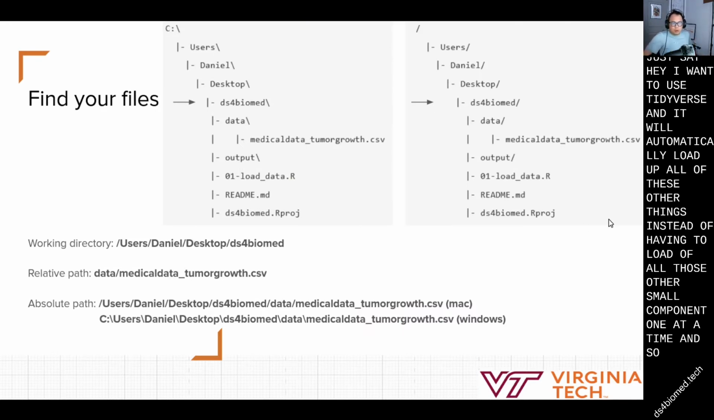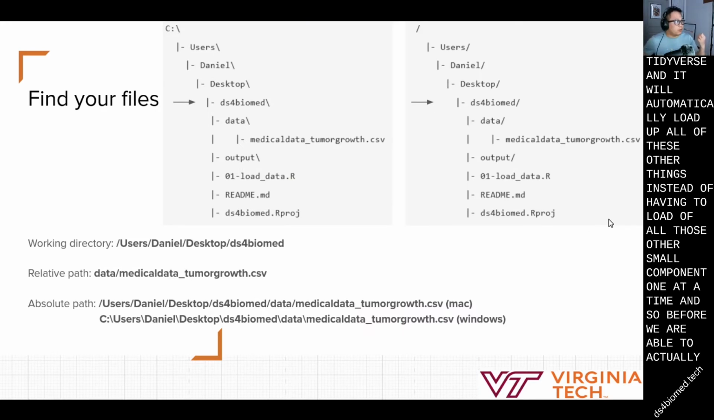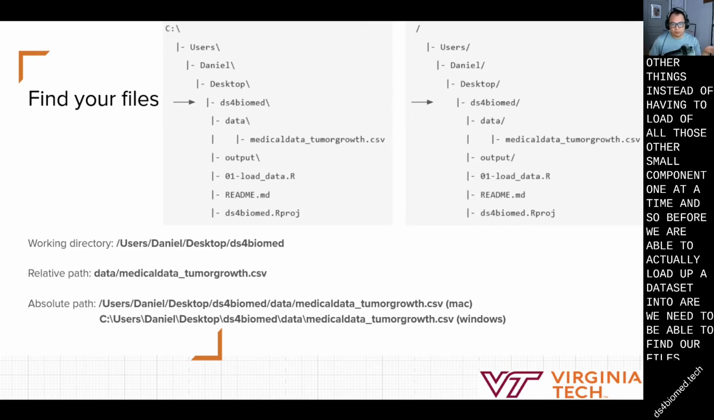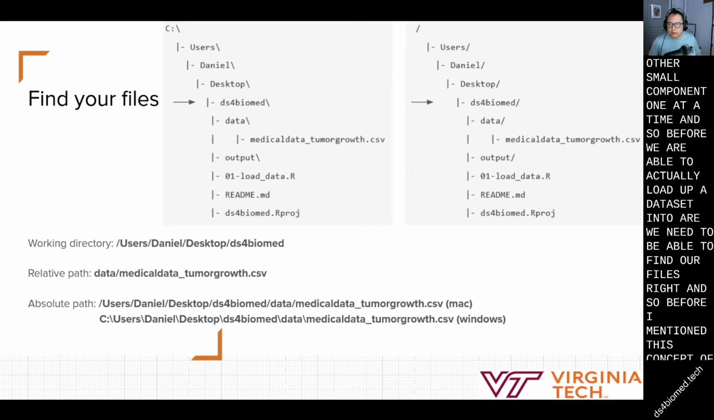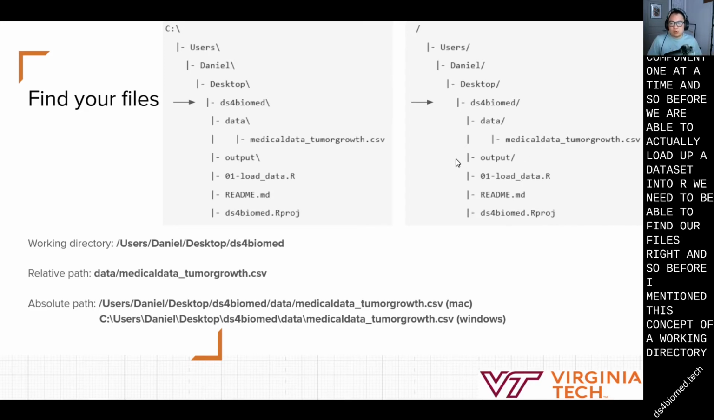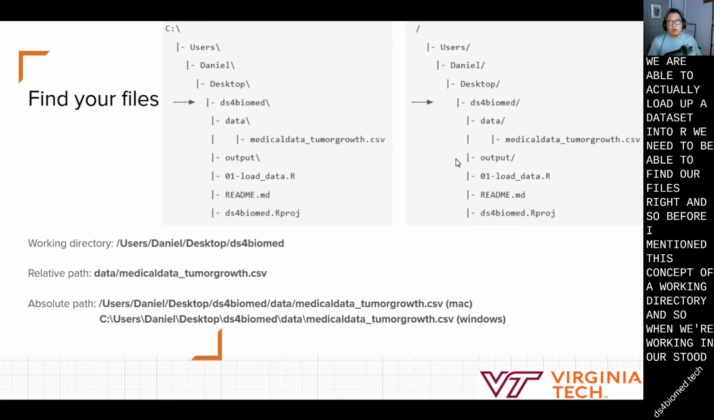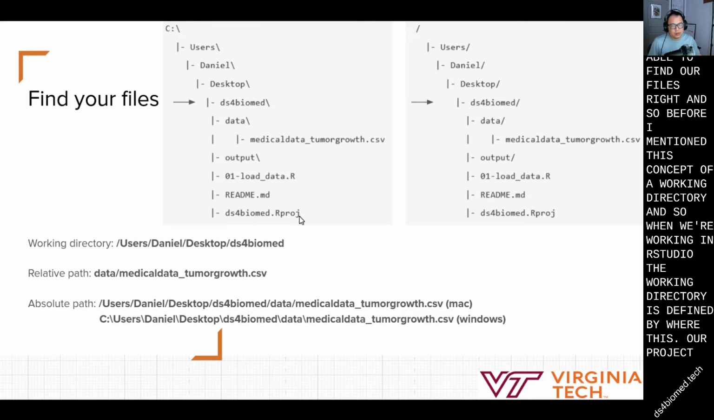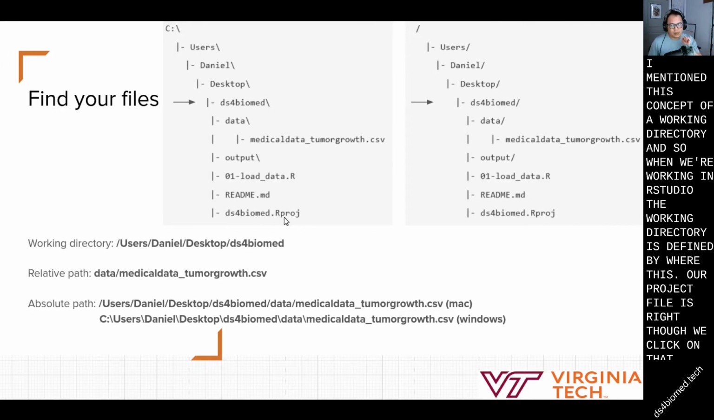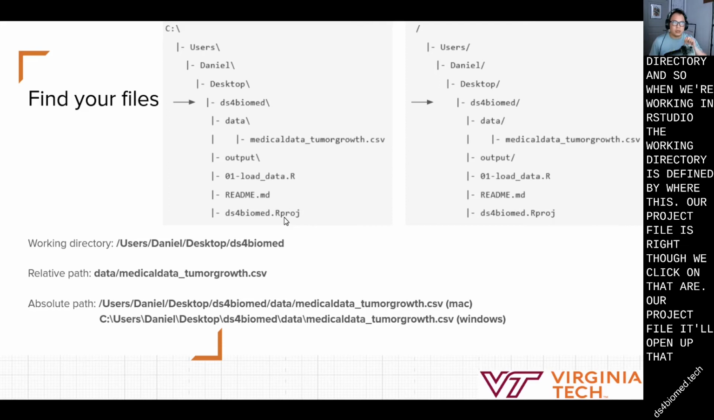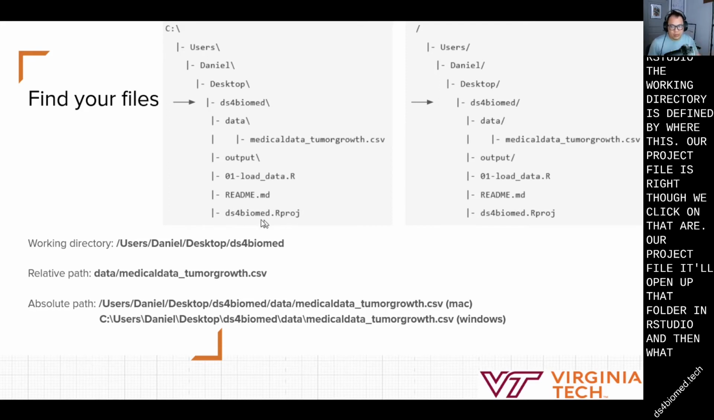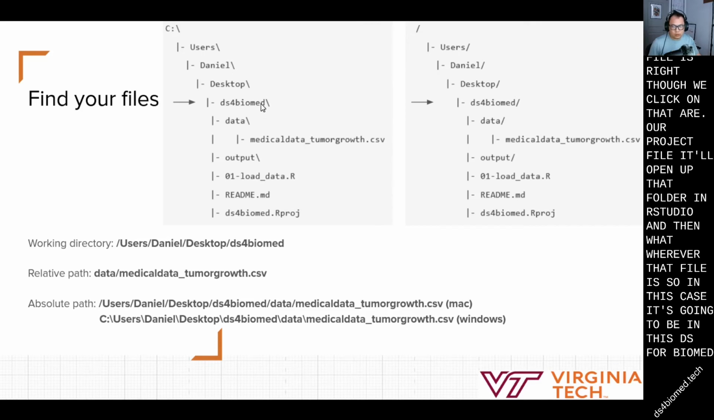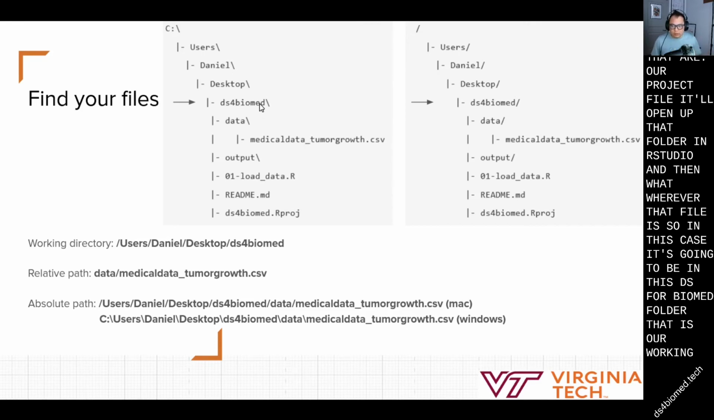Before we are able to actually load up a data set into R, we need to be able to find our files, right? Before, I mentioned this concept of a working directory. When we're working in RStudio, the working directory is defined by where this .rproj file is. We click on that .rproj file, it'll open up that folder in RStudio, and wherever that file is, in this case the ds4biomed folder, that is our working directory.